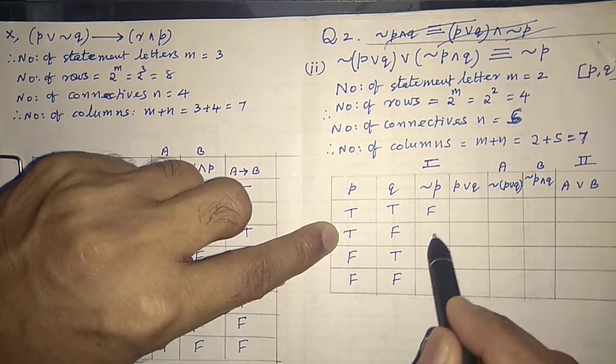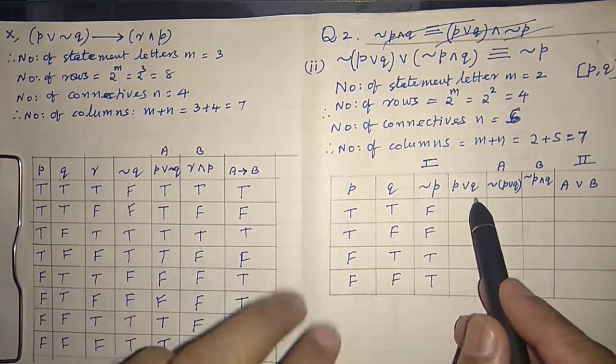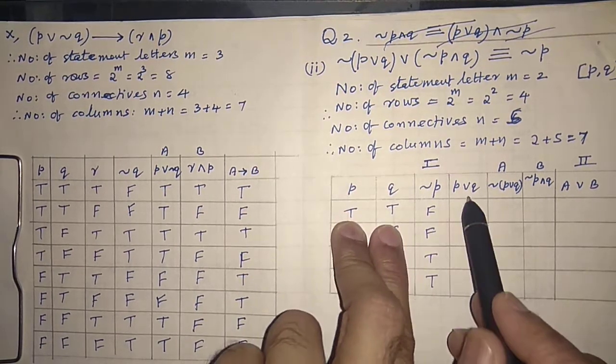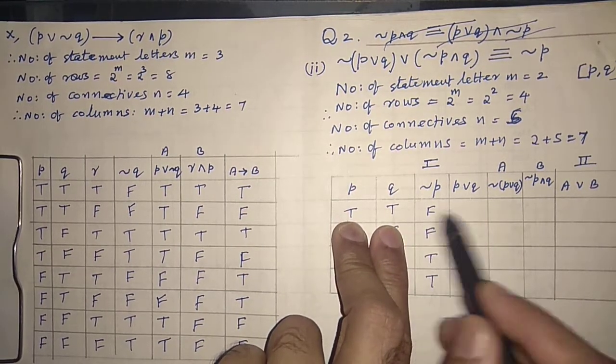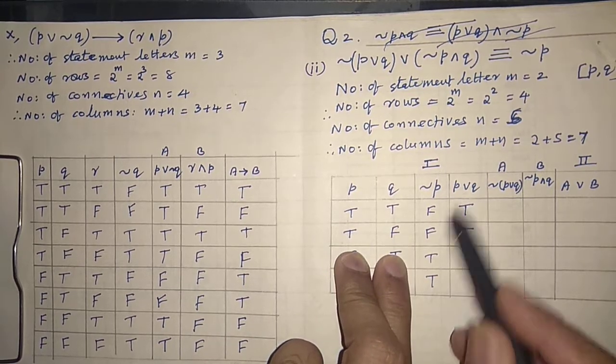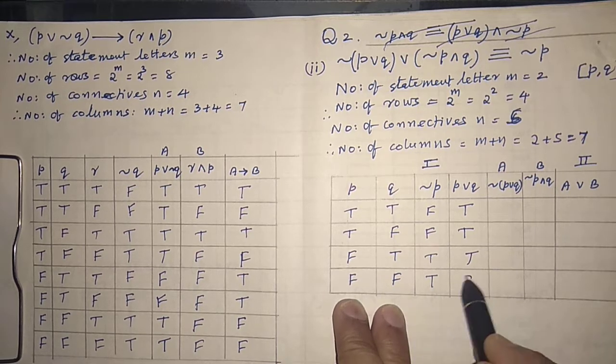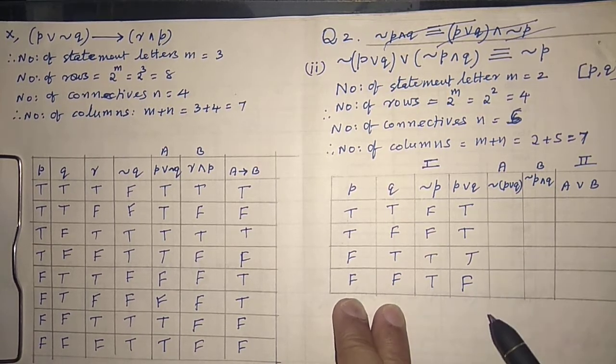Double T means double F. Here double T. P disjunction Q. These two disjunction. In disjunction at least one T, T only. Both are T, good, it is T. At least one T, T in disjunction. Here also one T is there. Both are F, then only F in disjunction.